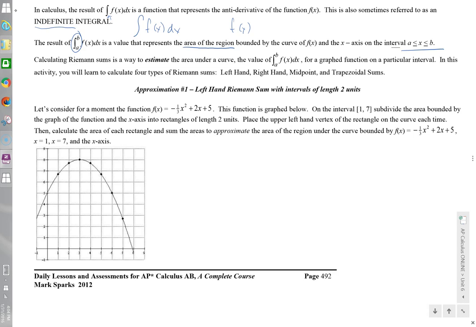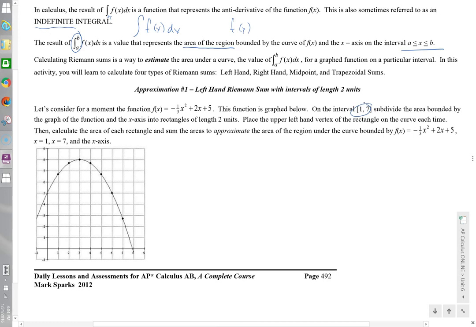I'm just going to pause the video and give you the answer because it really is just finding the area of rectangles, which I know you can do on your own. But this one we're going to do together. Okay, so this is the function -1/3 x squared plus 2x plus 5. And we're looking at the interval from 1 to 7.